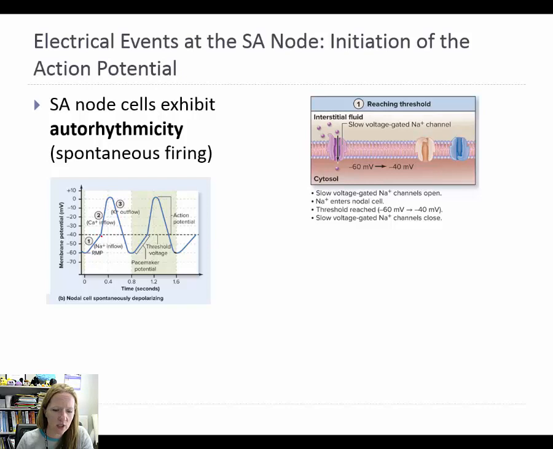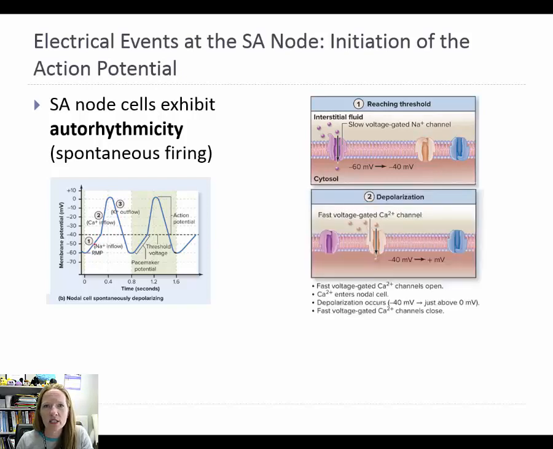Let's take a look and see what happens once it reaches threshold. This is where it's a little bit different and it gets a little bit interesting. Actually, what causes depolarization in these nodal cells of the heart is calcium channels. Remember back when you looked at neurons and skeletal muscle, depolarization was caused by sodium channels? Here in the heart, it is going to be these calcium channels in the nodal cells. So that's kind of interesting. So remember, depolarization is going in and causing that membrane potential to become more positive. So it goes from that -40 to that 0. So that's basically all that's happening here because of calcium.